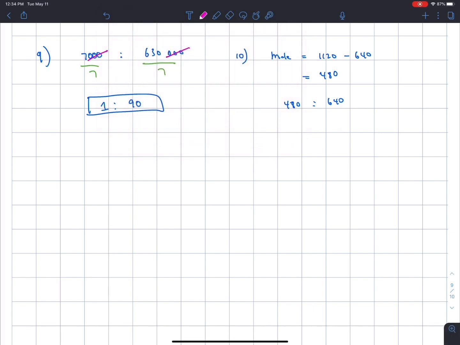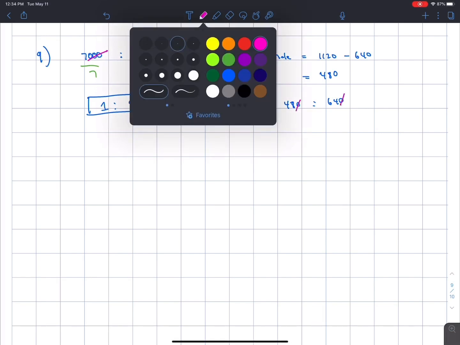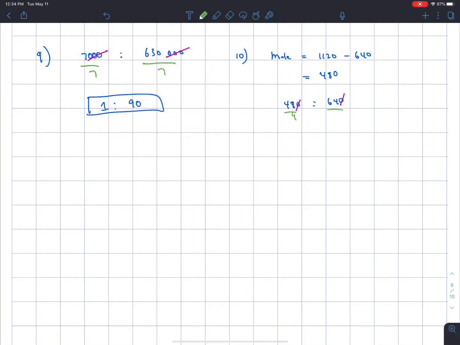We can first divide both sides by 10, so we can cross out a 0. And now we can divide both sides by 4. We get 12 to 16. And then I can divide both by 4 again. I get 3:4. So that's the ratio of male to female. For every 3 male students, there are 4 female students.